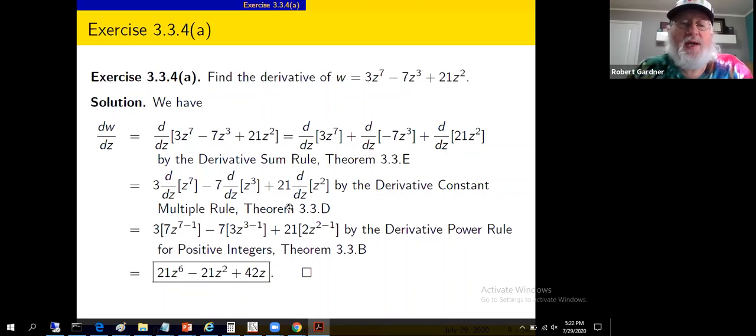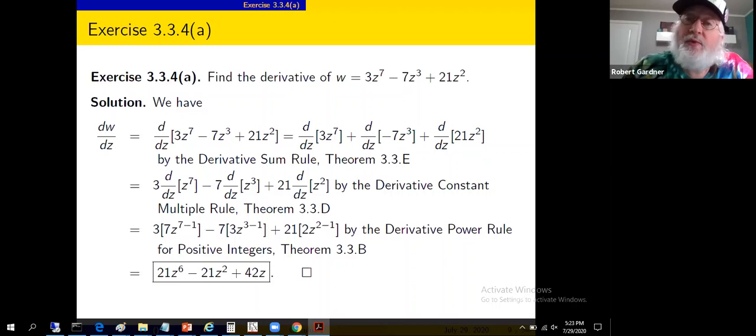And now we need to differentiate z to the 7th. Okay, bring the 7 down front, subtract 1 from the 7. Differentiate z cubed, bring the 3 out front, subtract 1 from the 3. Z squared, bring the 2 out front as a coefficient, subtract 1. And there's a derivative, but let's clean it up a little bit. And we won't do them in quite this level of detail in the future, but this is our first one illustrating those rules. So we've got 21z to the 6th minus 21z squared plus 42z to the 1. And so this is what we get for the derivative of that polynomial function.